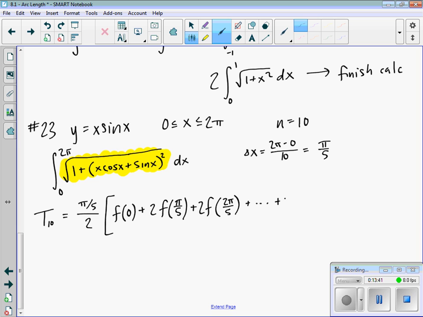When we get towards the end, we've got 2 times f of something. And then the very last one, you're not going to multiply by 2. What should the very last one be? 2 pi. So the one before that should be what? This is how many pi's over 5? 9 pi over 5. Good. Okay, so you should do all those in between. So if we're doing 10 here, how many values should we have in here? 11, because you got your endpoints, okay?